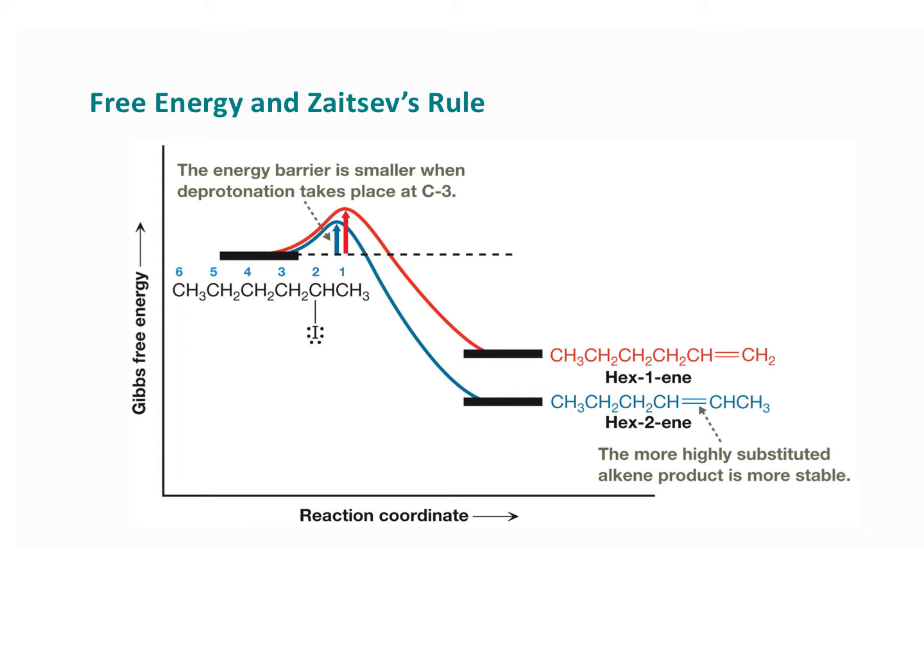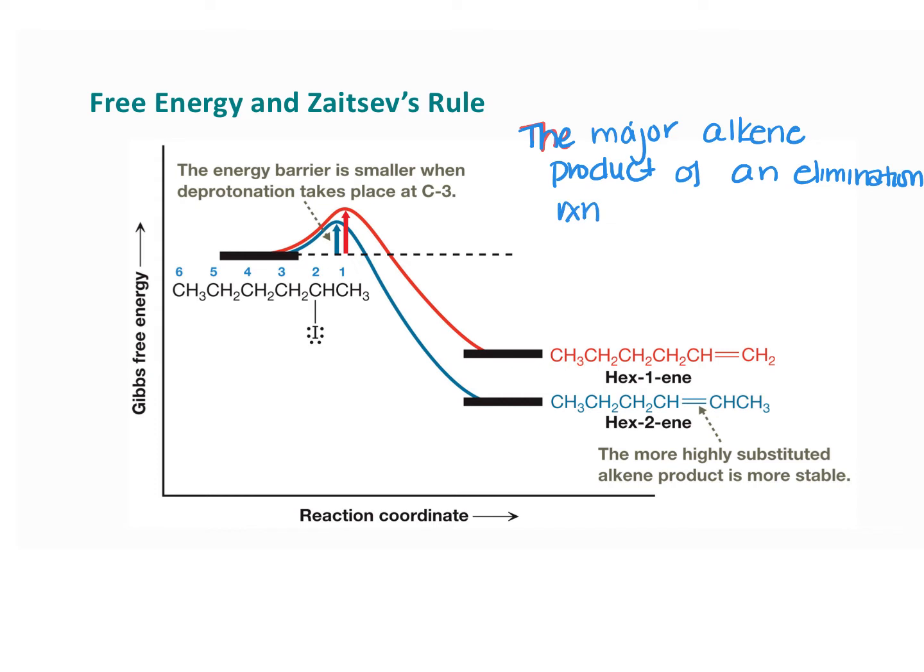So we can have this wide sweeping idea that the major, and let me put it in blue so I can color code it, the major alkene product, which is shown here in blue, of an elimination reaction is the most stable one. Okay.